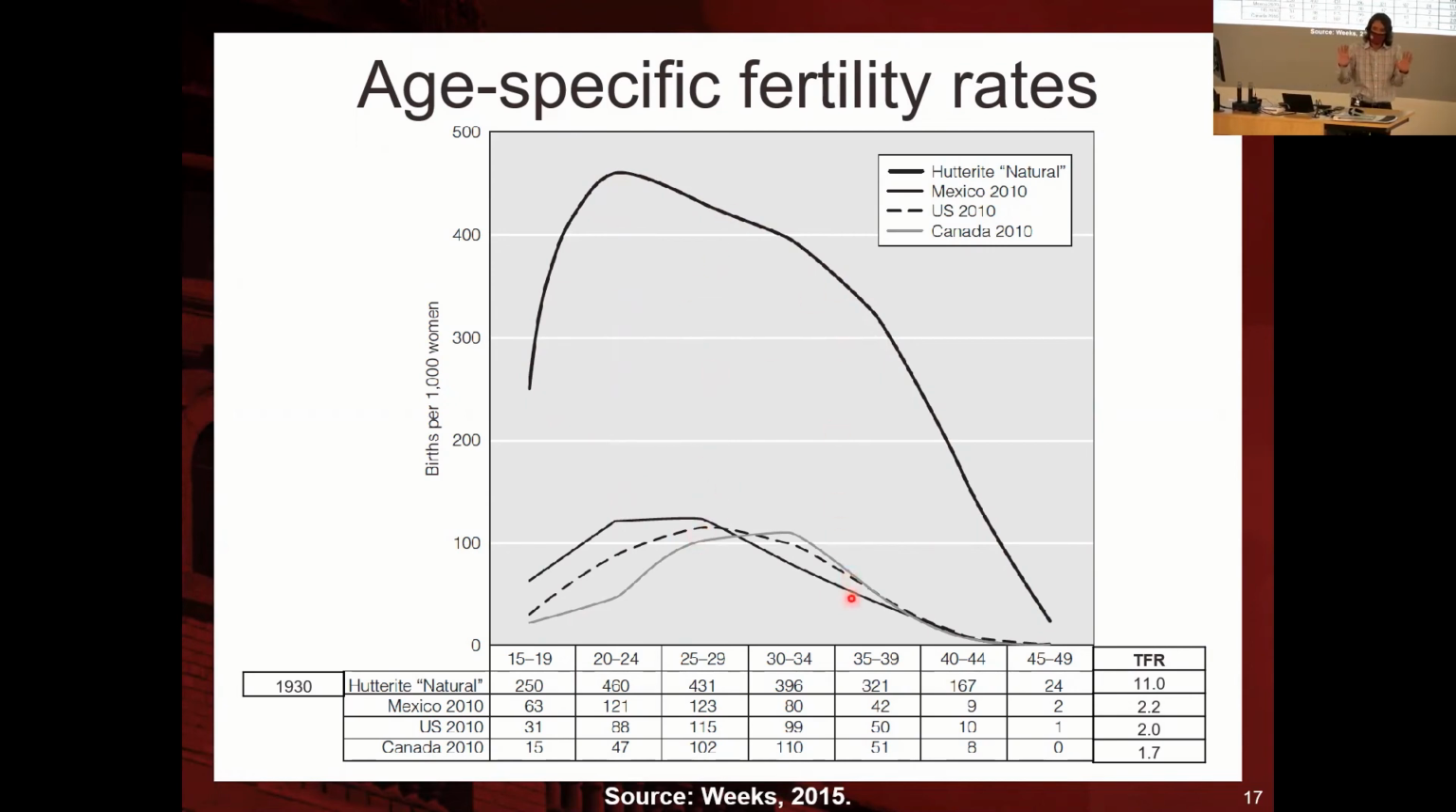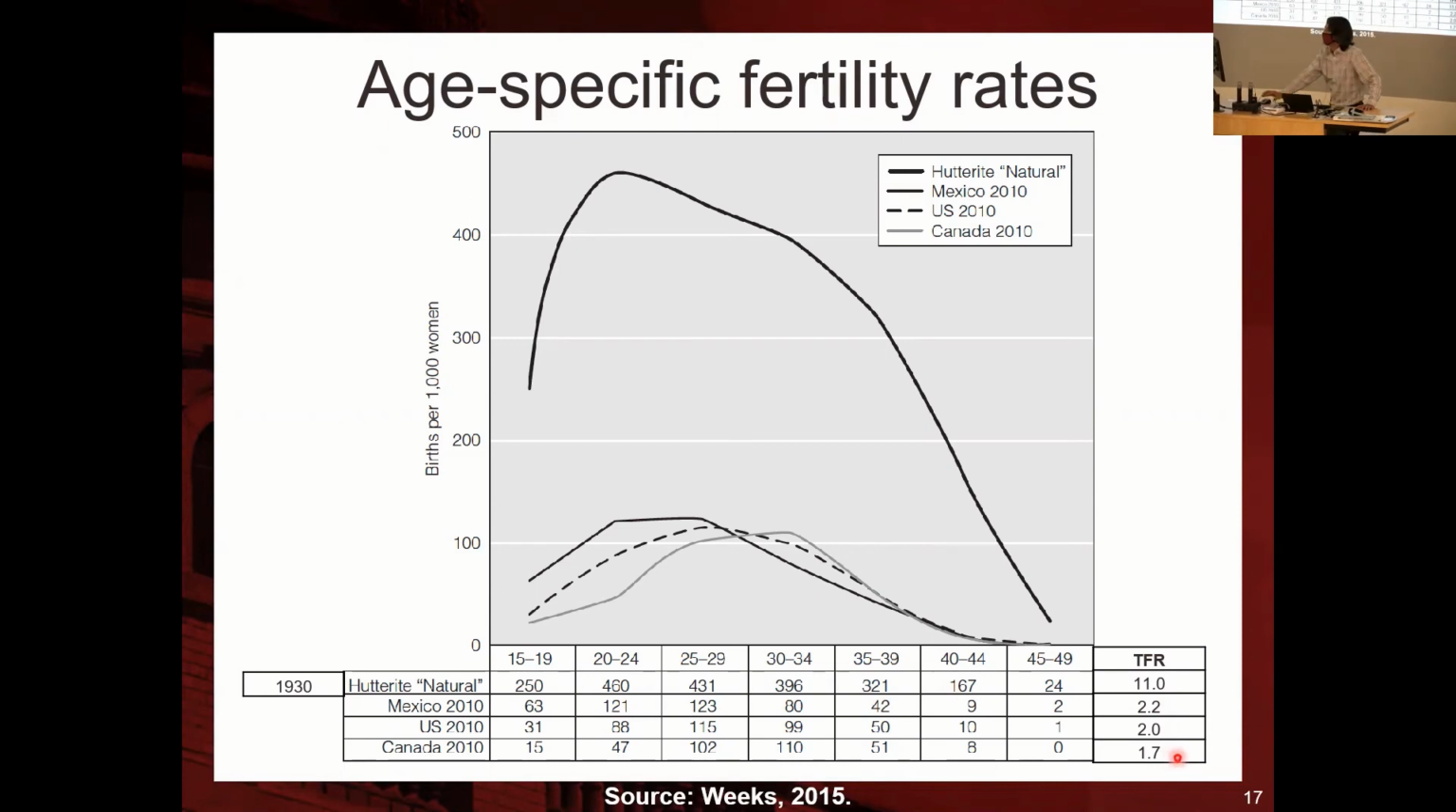And just to start there, how do you calculate the total fertility rate for a single woman? You add all these age-specific fertility rates, multiply by 5 because that's the width of the age group, and you divide by 1,000 because they were previously multiplied by 1,000. You get exactly the 11 children per woman on average among the Hutterites, as I mentioned in the previous slide. For Mexico, in 2010, it was 2.2 children per woman on average, US 2, and Canada 1.7.